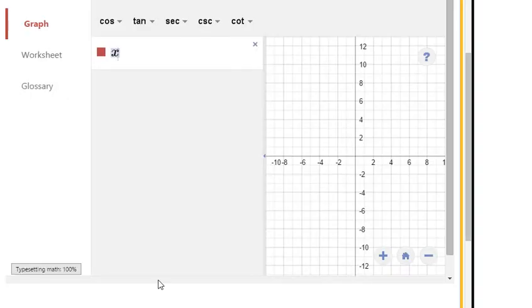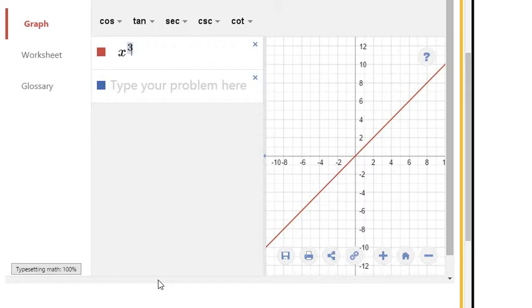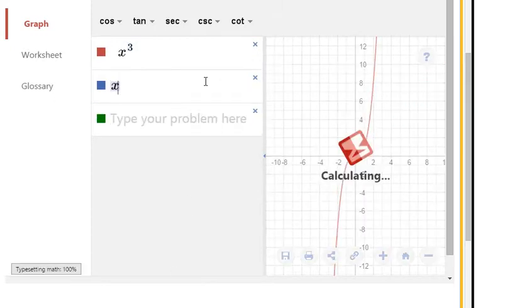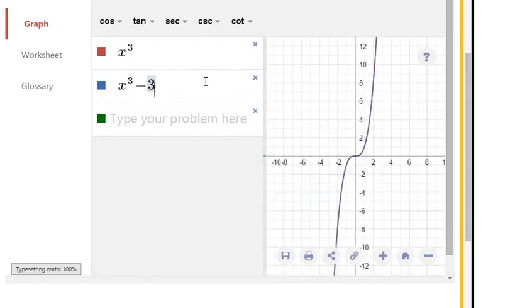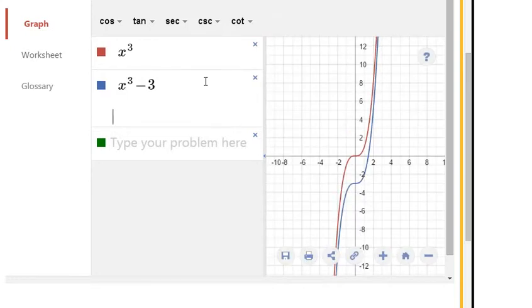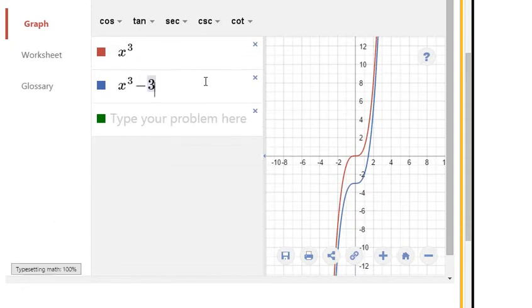So I'm going to say x to the third power, and then minus 3. And see what it is? I mean, it's basically the same function. It's just slid down 3 units. Does that make sense? All right.